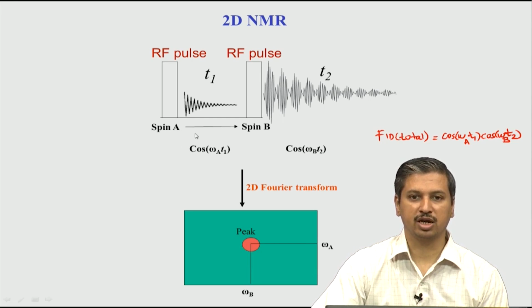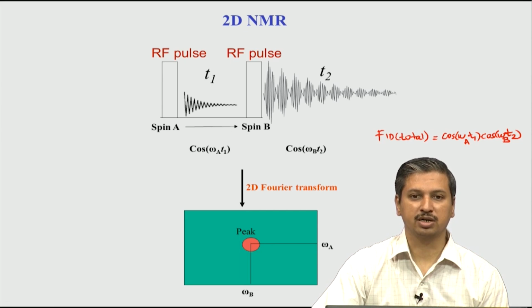So, if spin A and spin B are nicely well coupled to each other, then in that case the efficiency is high, but if they are very weakly coupled, then the efficiency is low. So, basically one of the main factors is it depends on the J coupling of the spins.